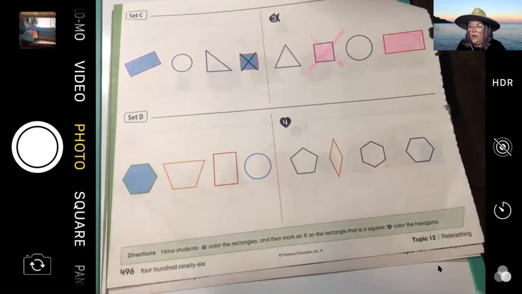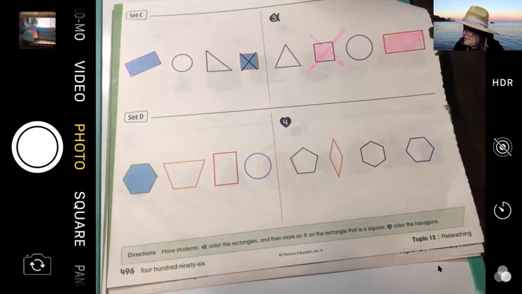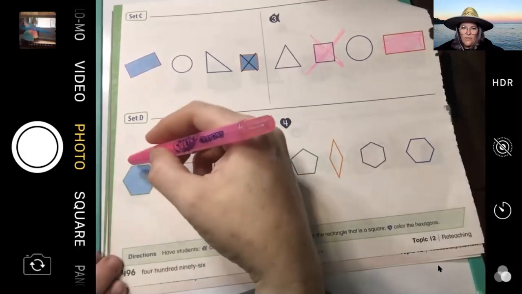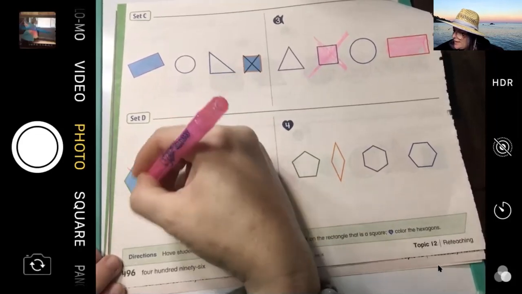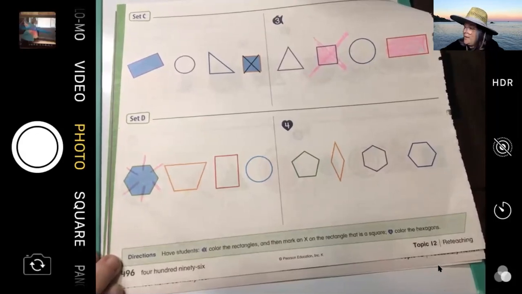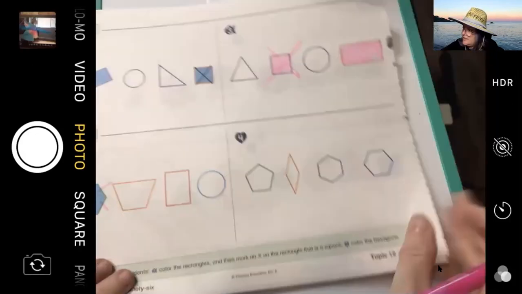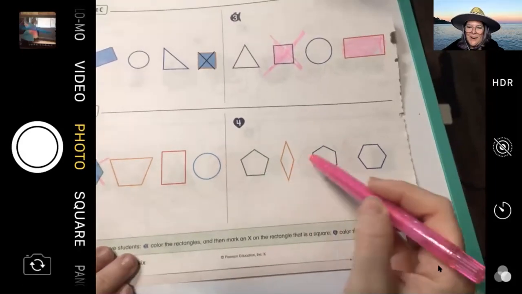All right, on number 4, it says color the hexagons. Now, how many sides do hexagons have? Do you remember? Hexagons have 6 sides. Let's count the sides on the hexagon they've colored over here. 1, 2, 3, 4, 5, 6. There are 6 sides on the hexagon. So we need to color all of the hexagons over here for number 4.